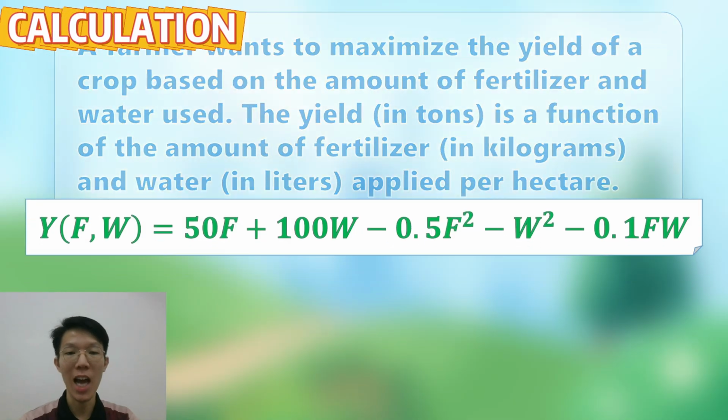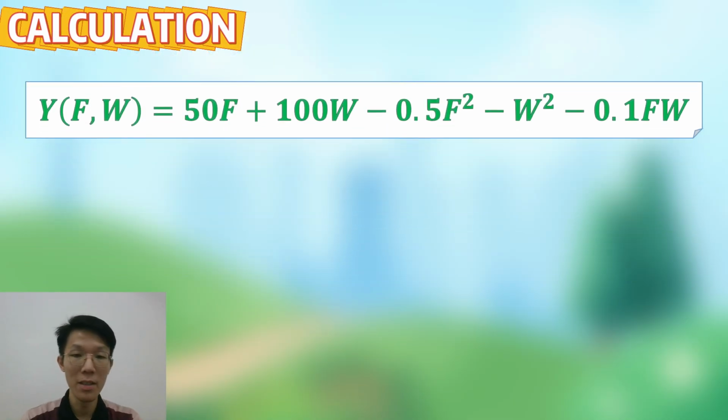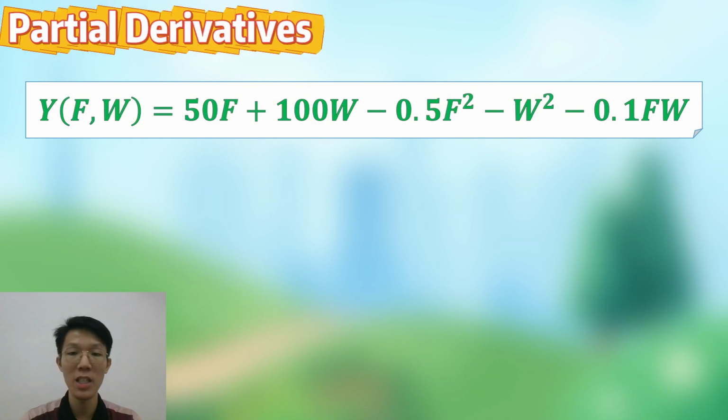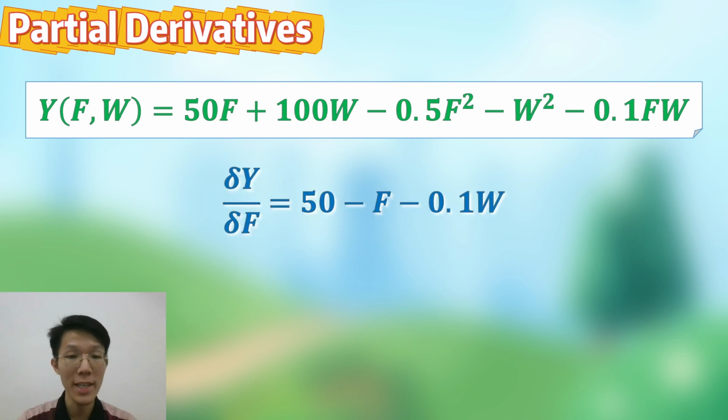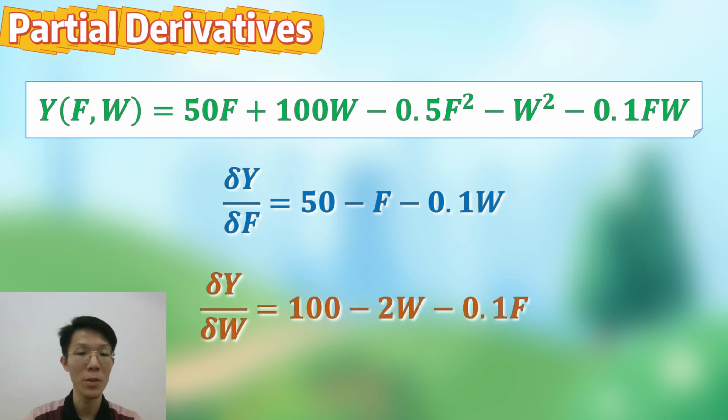Now, we are going to start our calculation. To maximize the yield, first we need to find the partial derivative with respect to fertilizer based on the yield function given in the question. So dY/dF is equal to 50 - F - 0.1W, and we also find the partial derivative with respect to water. dY/dW is equal to 100 - 2W - 0.1F.